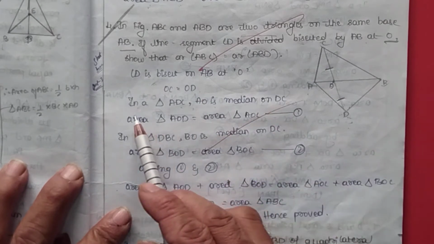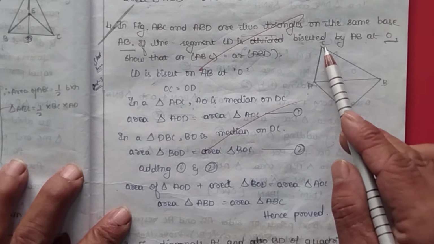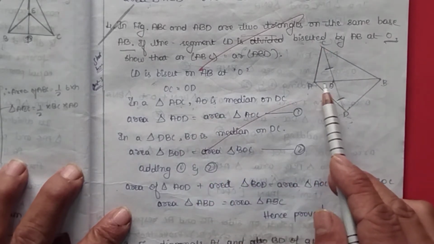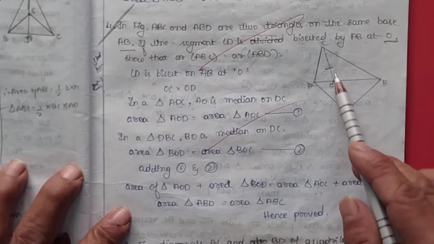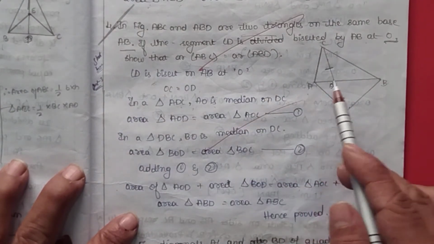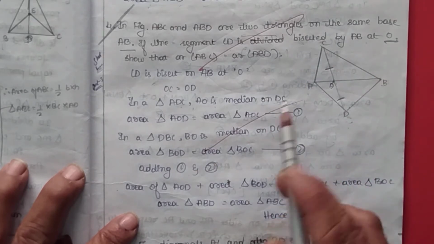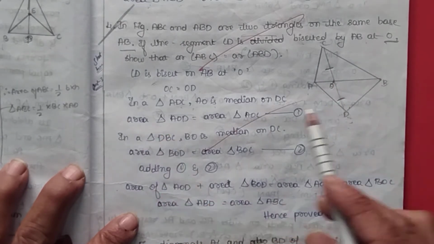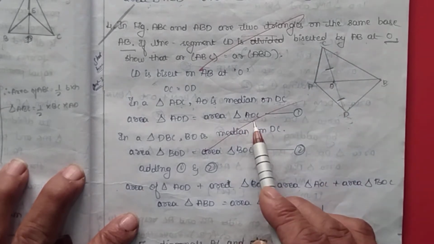Right. Then we take the inner triangle ADC. This is the bigger triangle, and AO is the median on CD. AO is the median of the triangle we have taken. In that triangle, we get two triangles: area of triangle AOD and area of triangle AOC.